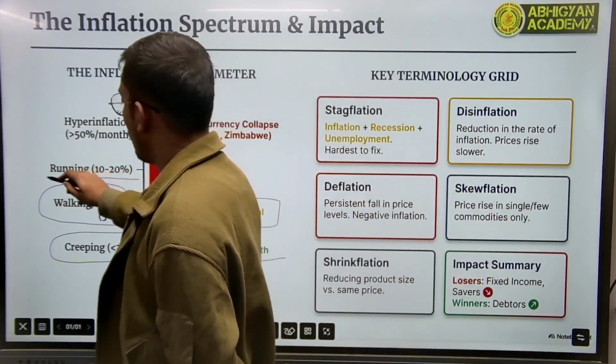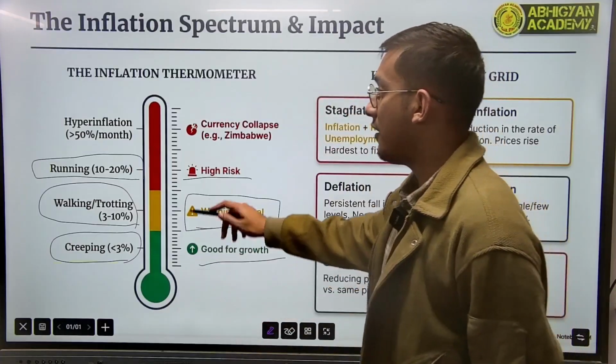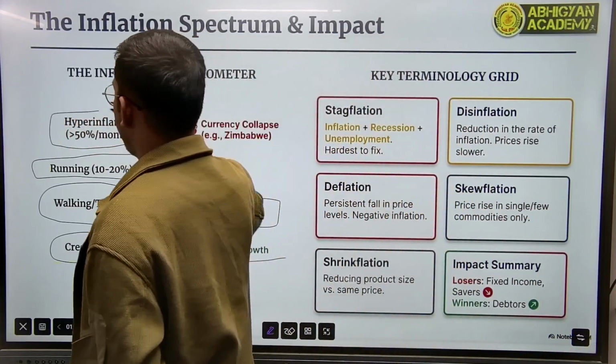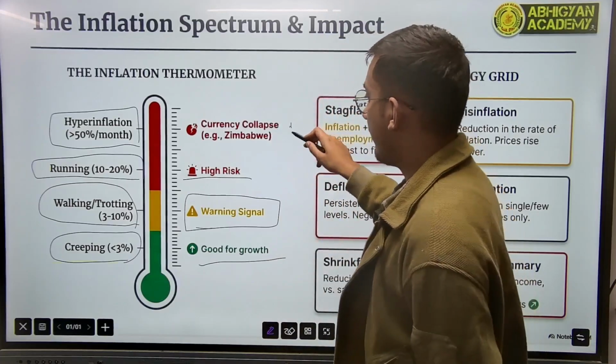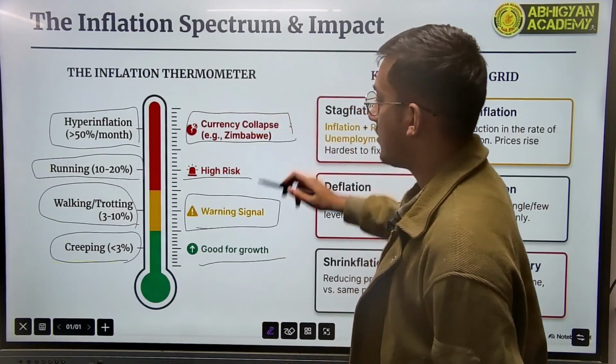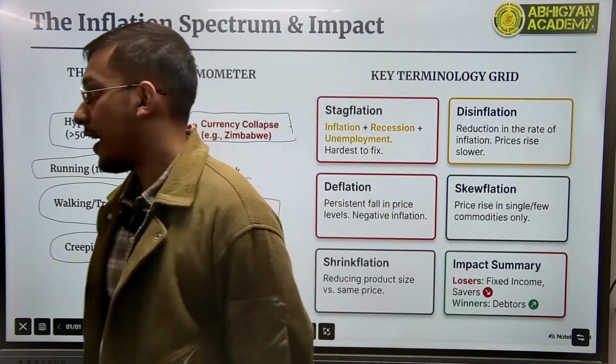Then we have running, which is 10 to 20%. It says high risk. Then we have hyperinflation, which is over 50% a month. That is when currency collapses. For example, Zimbabwe. We have creeping, walking, trotting, running, and hyperinflation.